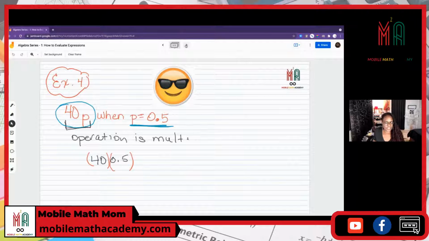So what's half of 40? 20. So 40 times P, when P equals 0.5, the evaluation is 20. Just remember, this is 40P. So when you say 40P, you're actually saying 40 times P. All right.